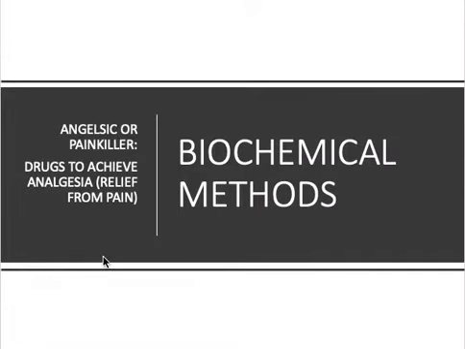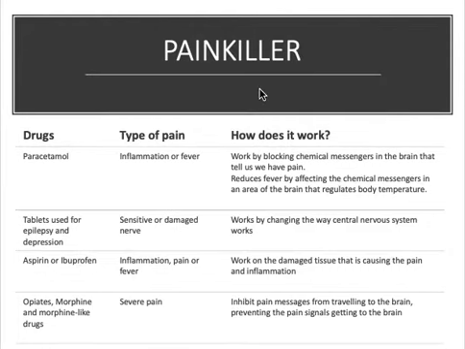Now, this is what we need to look at. Biochemical methods. Basically, biochemical methods is drugs. Okay, so in this matter, it's actually painkiller because we want to relieve pain. So obviously, the drugs that we use are painkiller. Okay, now there are different types of painkiller, and it depends on what type of pain you have.